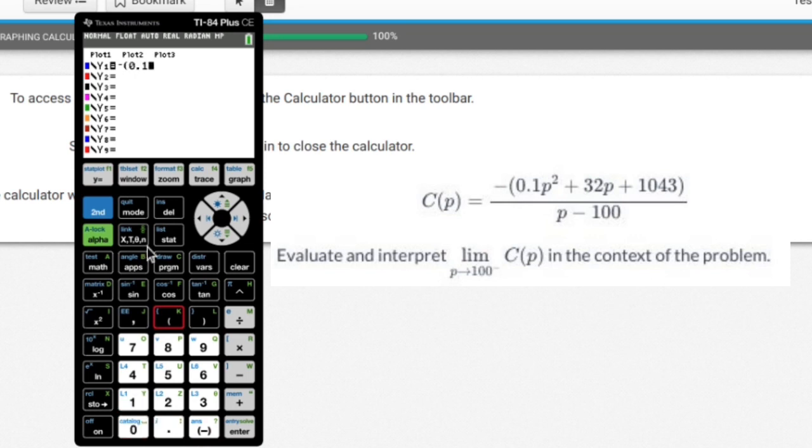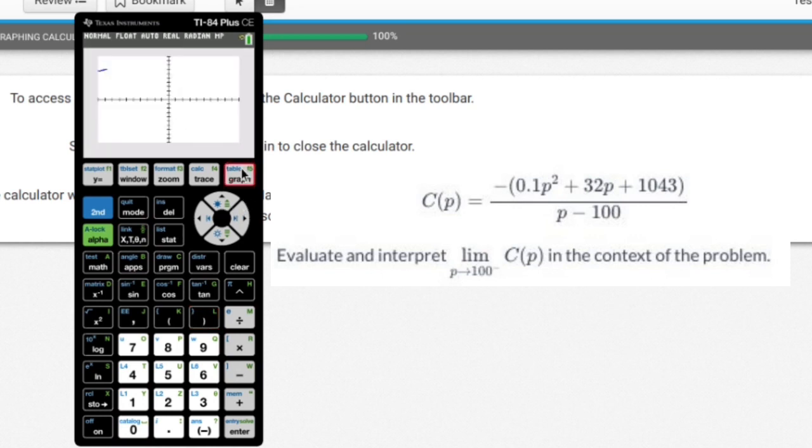Negative 0.1 x squared plus 32 x plus 1043, close your parentheses, and divide that by parentheses x minus 100. Now, we care about what happens when x approaches 100.